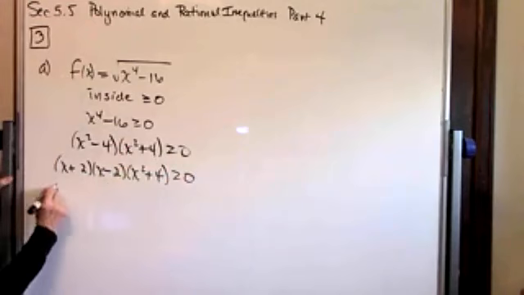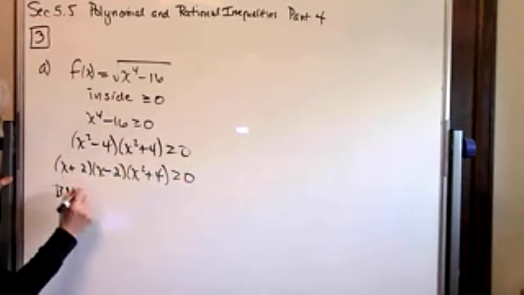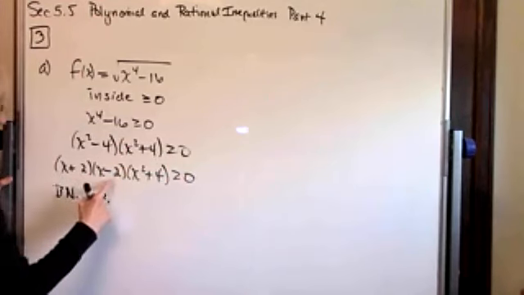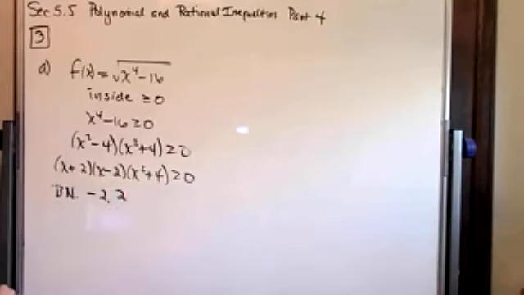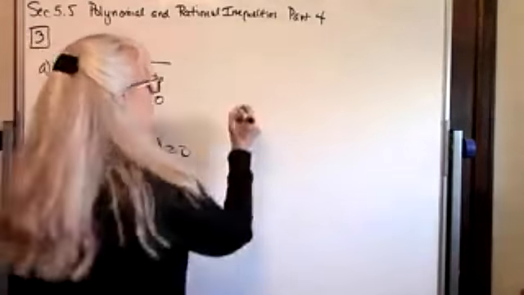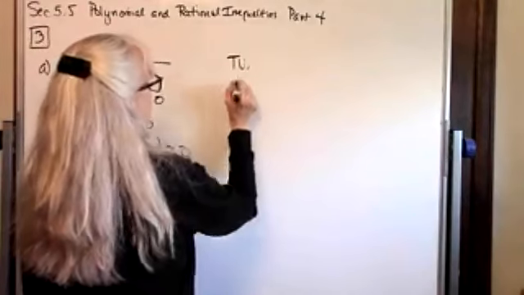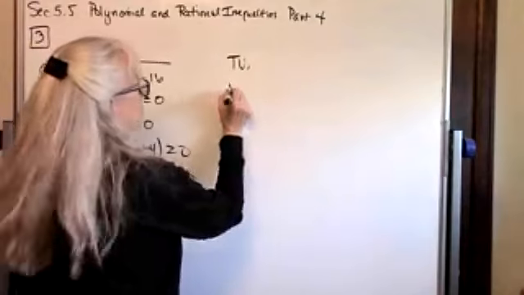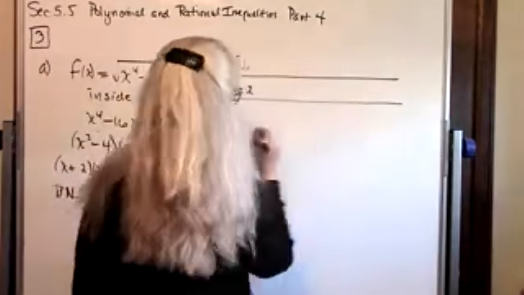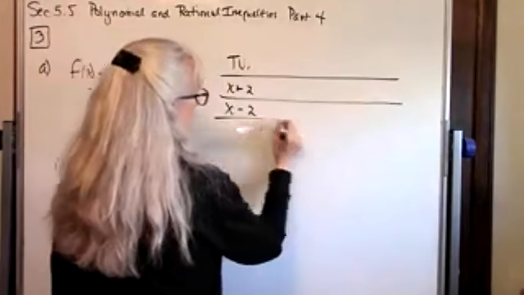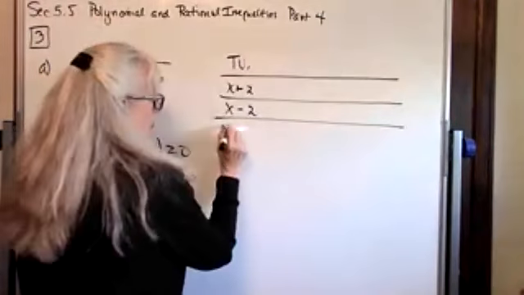In terms of boundary numbers, the only thing contributing is this first factor, gives us a -2. The second factor gives us a +2. And again, this gives me i's. It doesn't impact the graph. So you'll have your test value. You'll have your x plus 2. You're going to have your x minus 2. And you'll have your x squared plus 4.